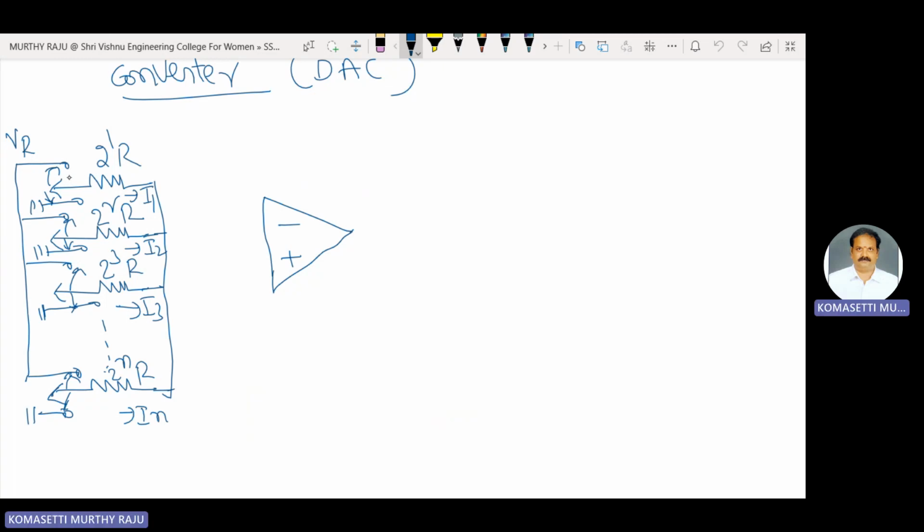These are the data bits D1, D2, D3 and so on, up to Dn. D1 is the MSB, and Dn is the LSB.